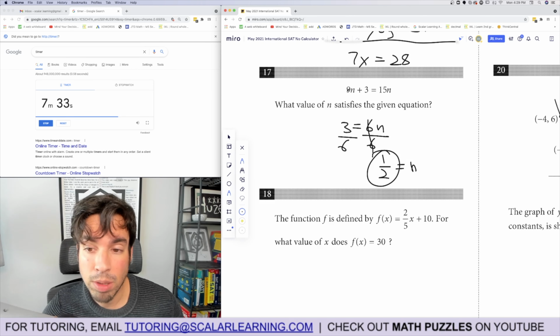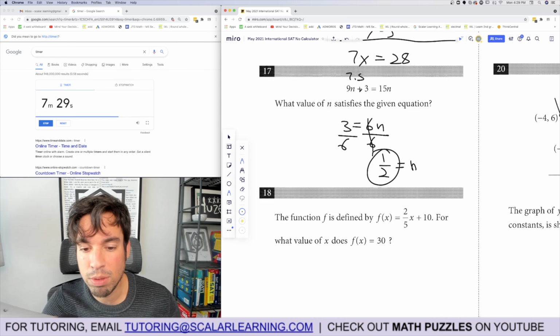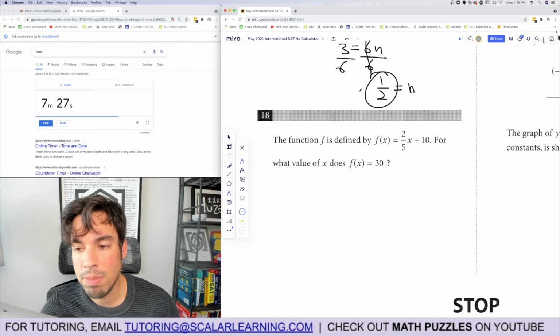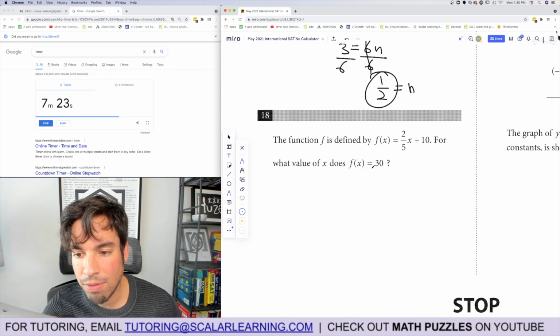I'm going to double check. Plug it in. 4.5 plus 3 is 7.5. Half of 15 is 7.5. Boom, done. The function f is defined by this. For what value of x does f of x equal 30?